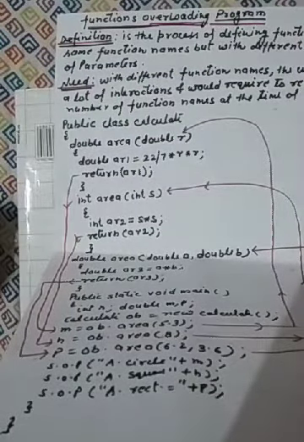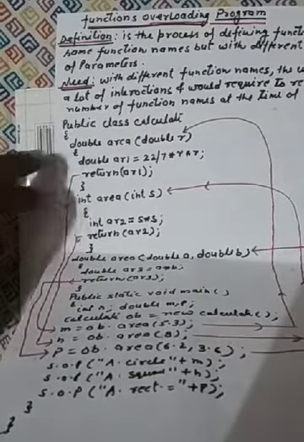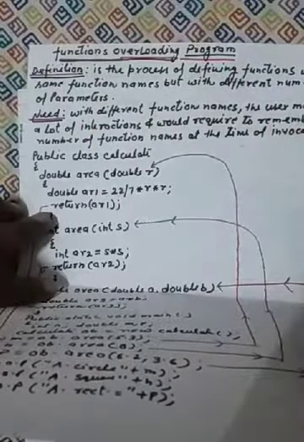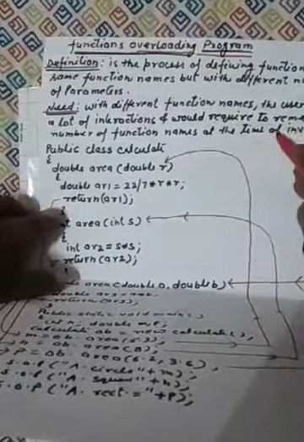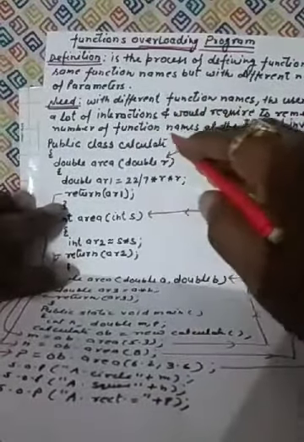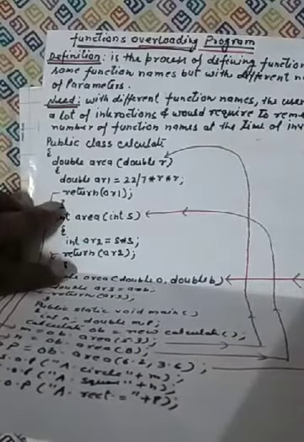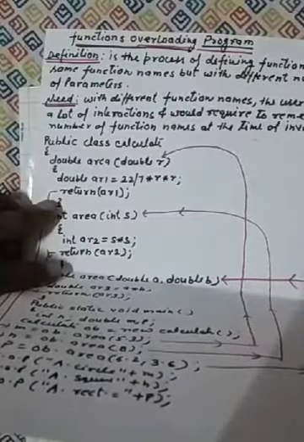Because, as we studied, we can take different names for the functions. So why are we taking the same name? What is the requirement, what is the advantage of this? With different function names, the user may have a lot of interaction and would need to remember a number of function names at the time of invocation, at the time of calling the function, at the time of execution of the function.